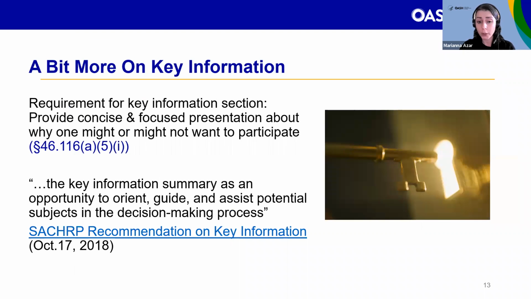Now, before we go any further, I do want to say a little bit more about the requirement for the key information section in the informed consent document. It was noted in recommendations issued by the Secretary's Advisory Committee on Human Research Protections, or SACHRP, as you see here, that the key information section is essentially a summary. It is also an opportunity to orient, to guide, and to assist potential subjects in the decision-making process.